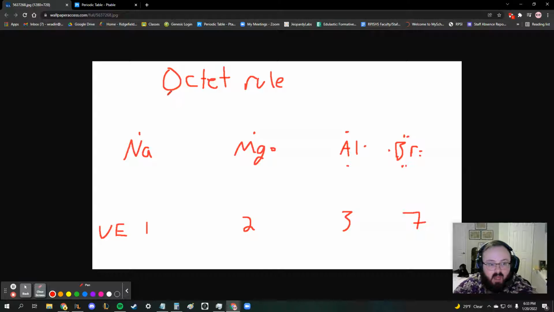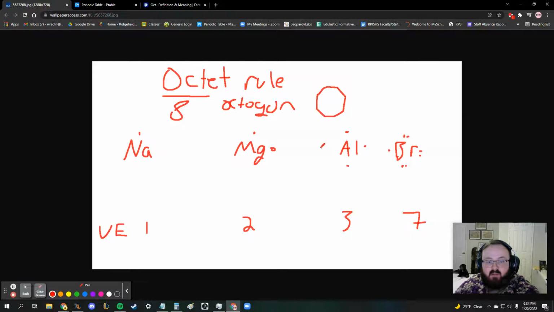Octet rule. This oct means 8. I just wanted to look up the term to clarify. It comes from Latin, which is based off of Greek, and it means 8. So an octagon, for example, has 1, 2, 3, 4, 5, 6, 7, 8 sides. Octagon, 8 sides.